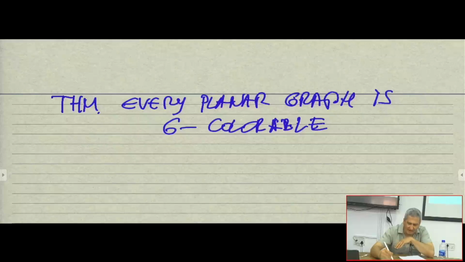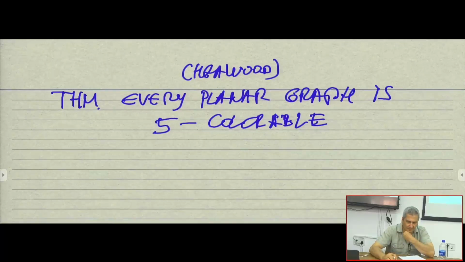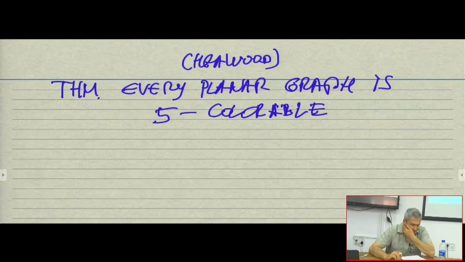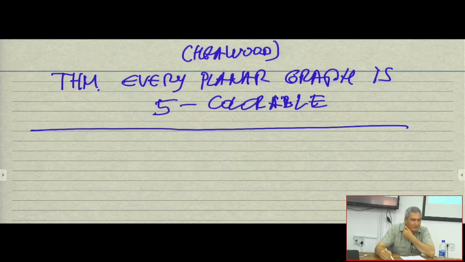Oh no, it's 5 colorable. Sorry, it's also 6. You can prove it by discharging. In 5 colorable, this is the keyword. Okay. We prove this by discharging.